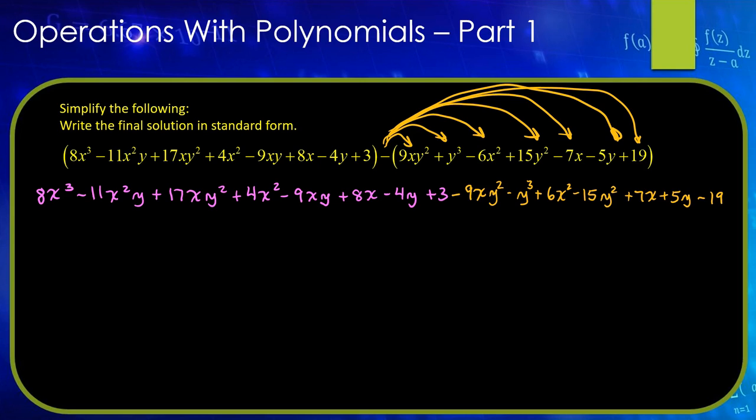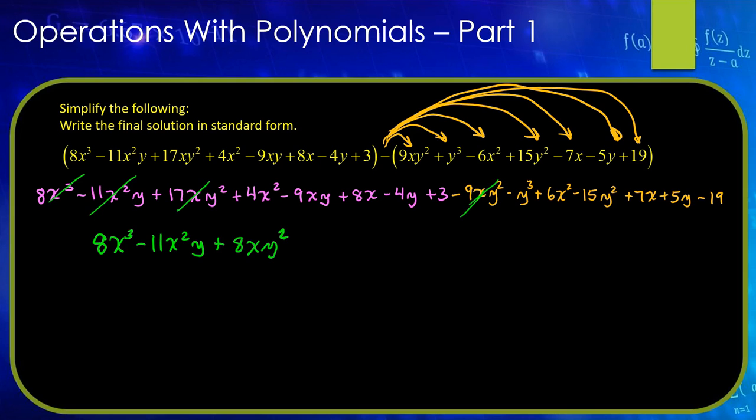Now as I go through and simplify this further by combining any like terms, I'm going to start with the x cubes. I only have one x cubed term as well as an x squared y term, so I just bring those two down. Next, I would normally do the xy squared, and I have a 17xy squared and a minus 9xy squared, so when I carry through that, I'm going to have 8xy squared.